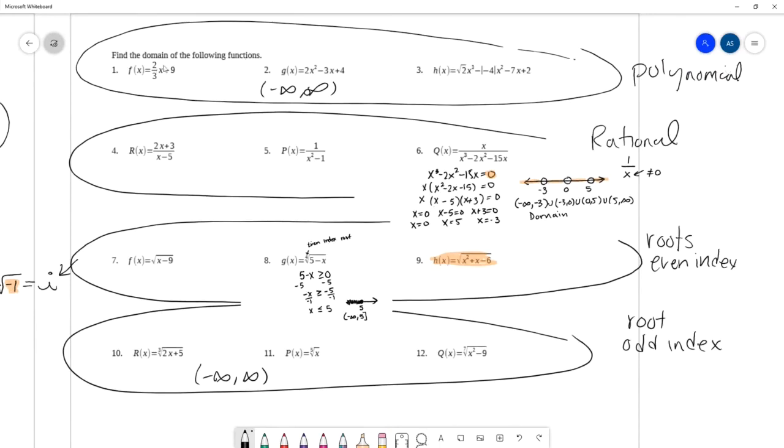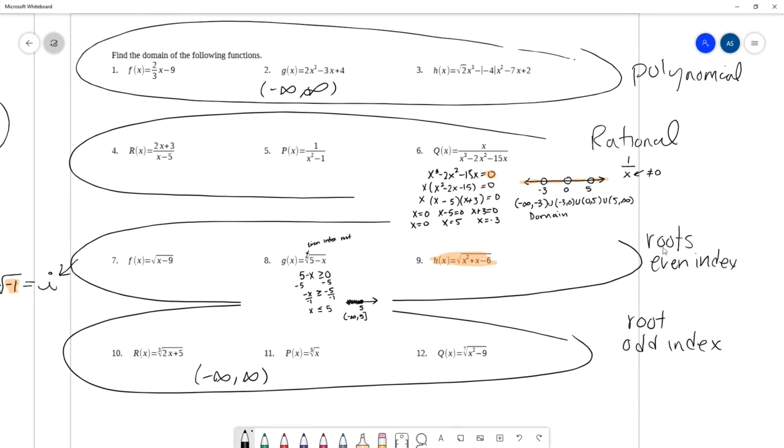Polynomials are the nice ones. They will have x to a whole number power. There are no restrictions, and you say the domain is all real numbers, negative infinity to infinity. Rational will have a variable in the denominator. You can see there's a variable in the denominator of each one of these examples. To find the domain, you set the denominator equal to 0 and solve. These are your restricted values, and you exclude those values from your set of all real numbers.